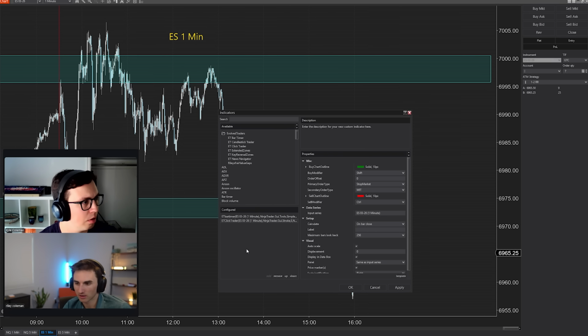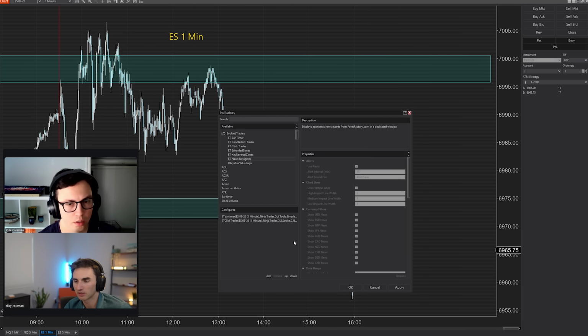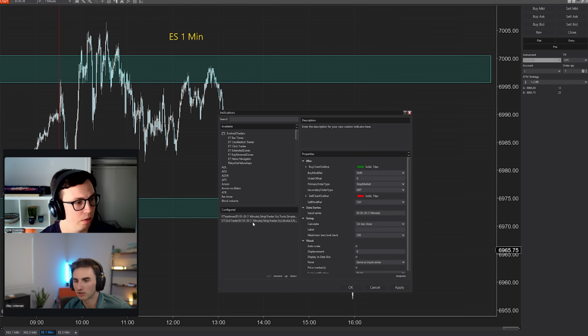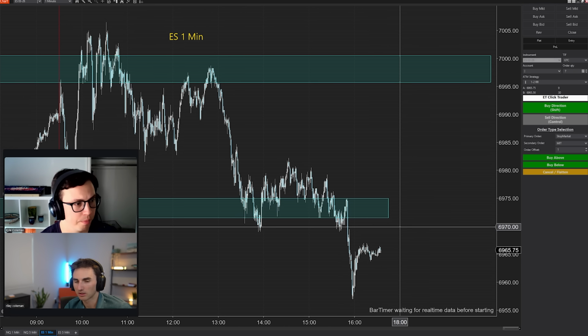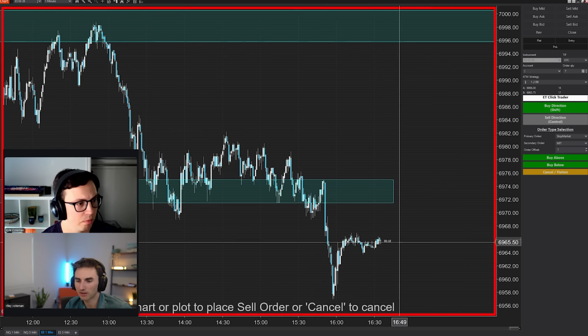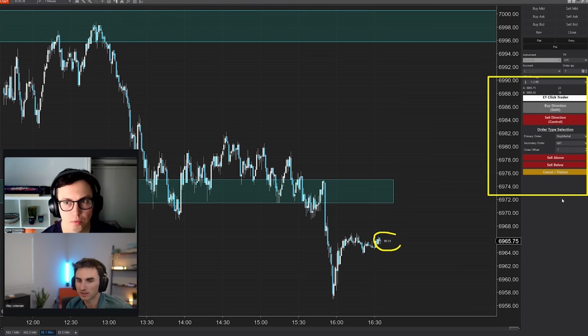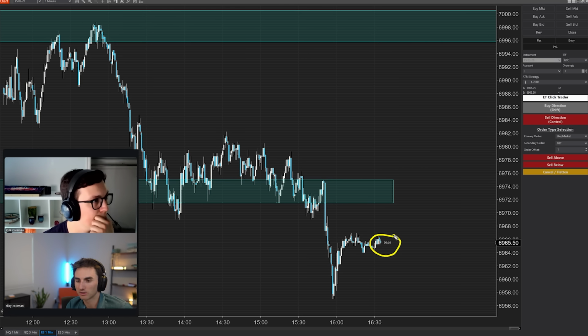And I think that's the two you have there. Yeah, and then you should have those two, and the default settings are totally fine. You don't have to do anything with them. Then you can just click OK, and you should now have this box on the right side, and this little countdown timer right next to your candlesticks.